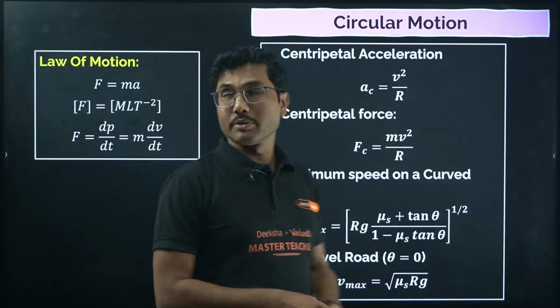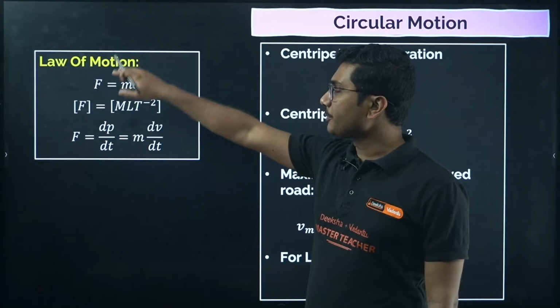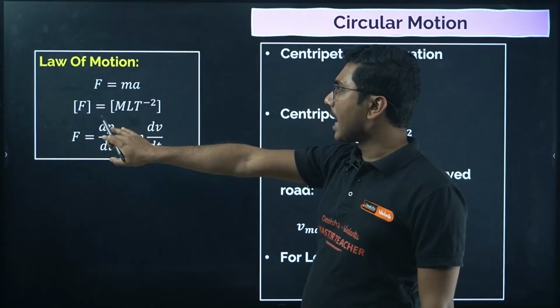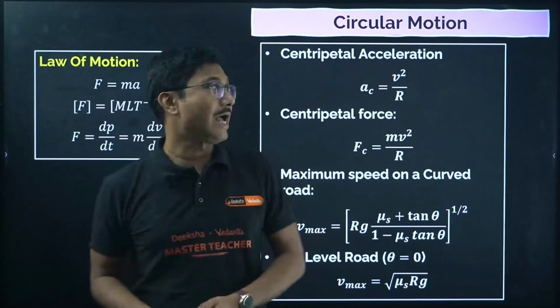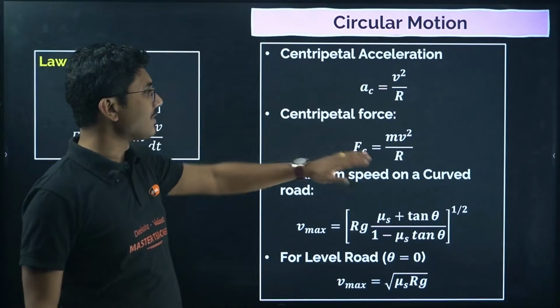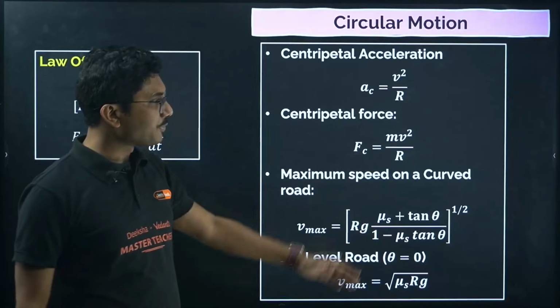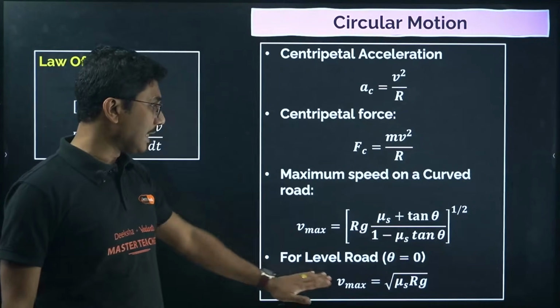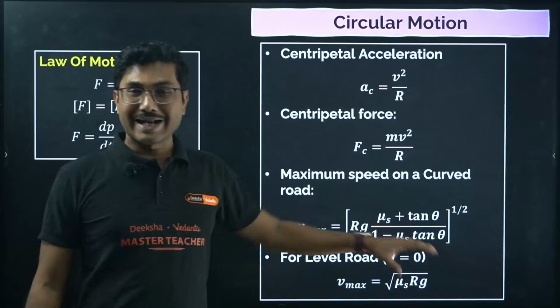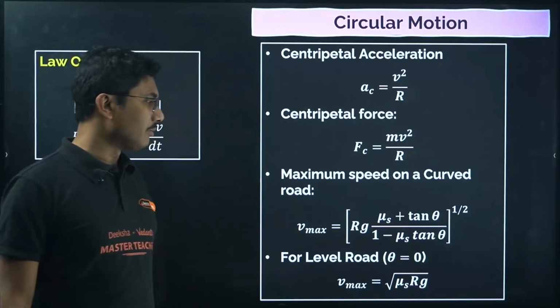Next chapter, laws of motion. Obviously, laws of motion is mainly the second law of motion, the dimension of force, and the different forms of the second law of motion as well. Similarly, centripetal acceleration, centripetal force, maximum speed on a curved road. So this is with friction. This is mainly for a level road but with an angle. Okay, so everything is mentioned over here.